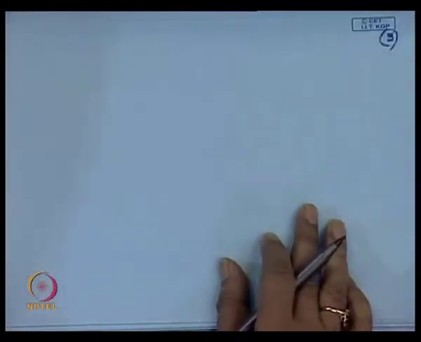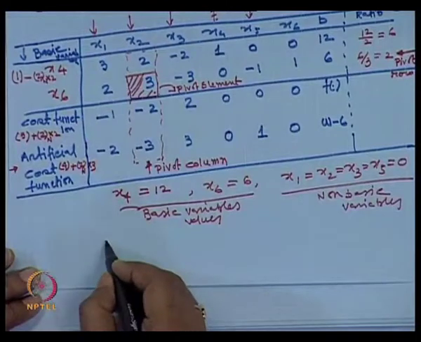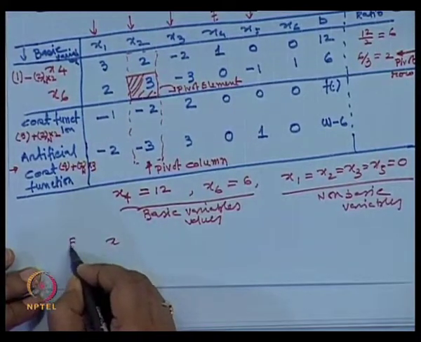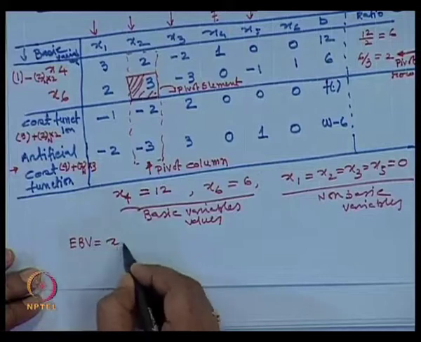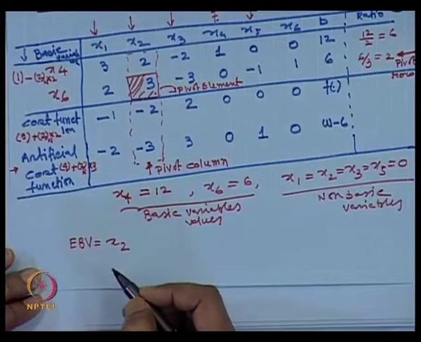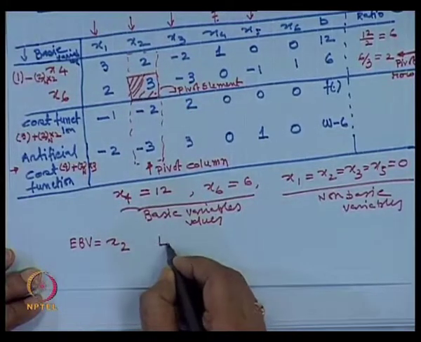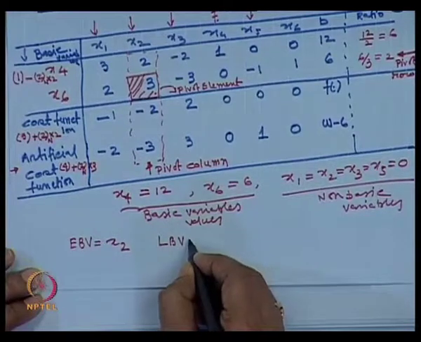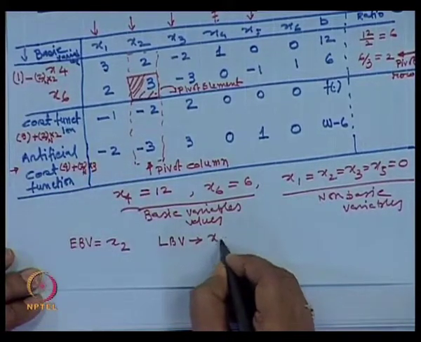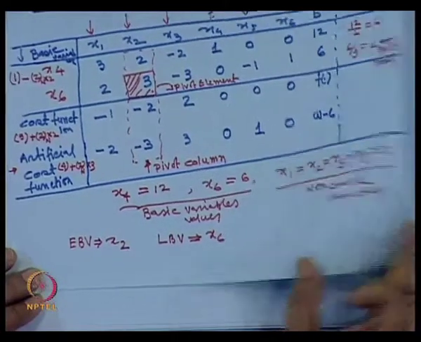So, we can say here with this pivot element selection, the entering basic variable is our x 2, agree, and the leaving basic variable is your x 6. So, now we will see the table 2.